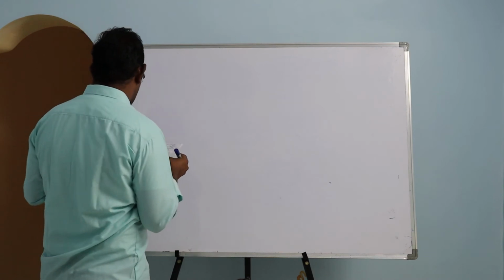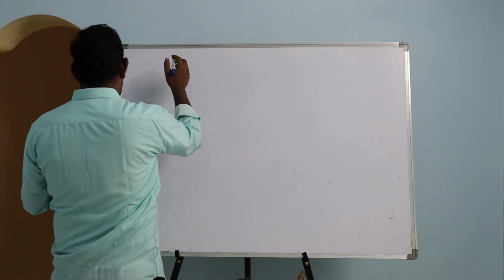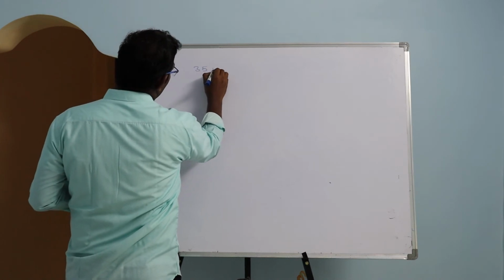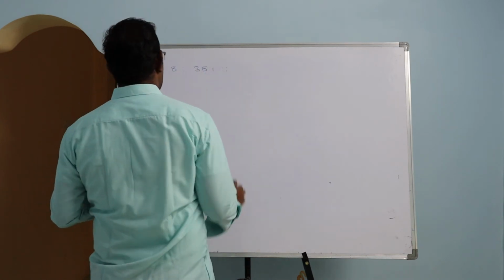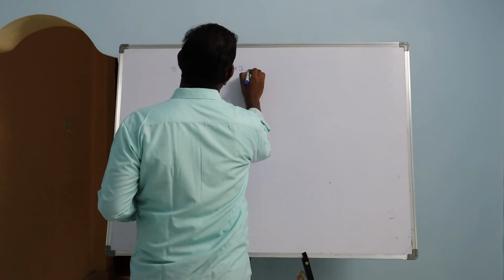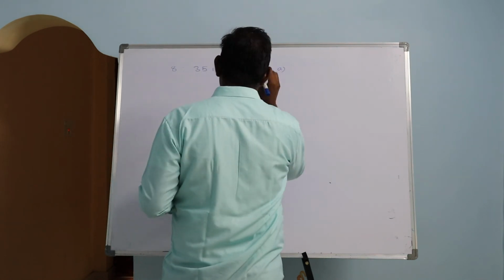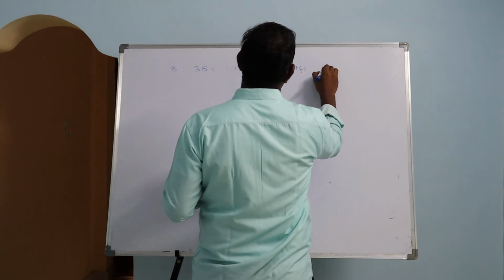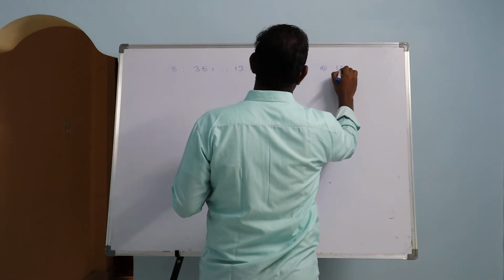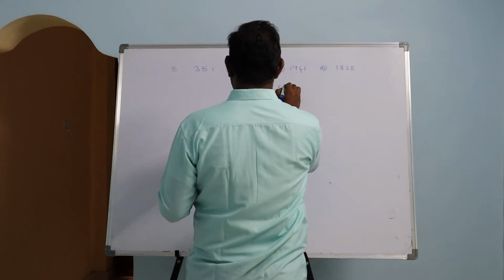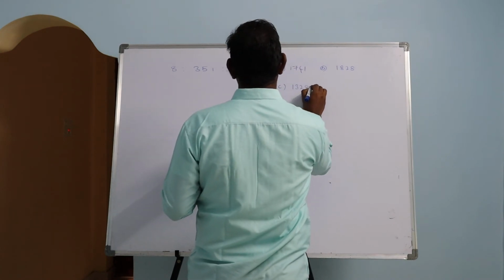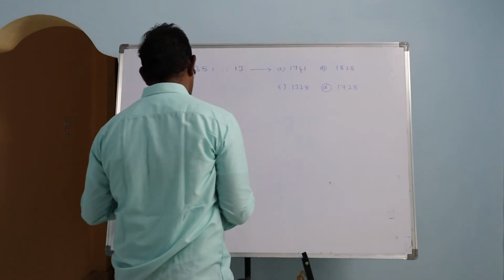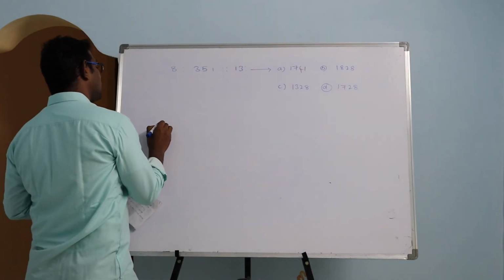Next problem, sir. 8 is to 351 as 13 is to dash. Option A 1741. Option B 1828. Option C 1328. Option D 1728. Next, sir.